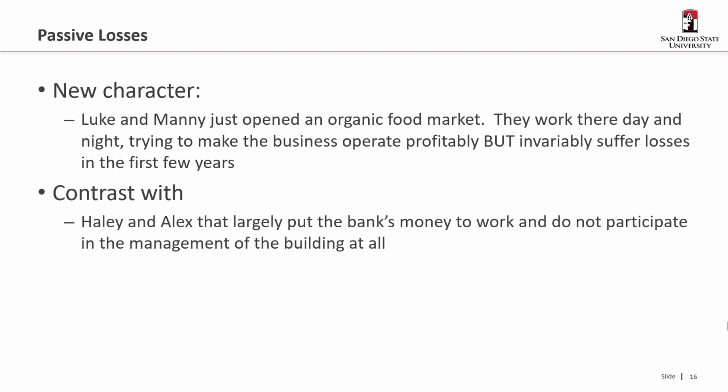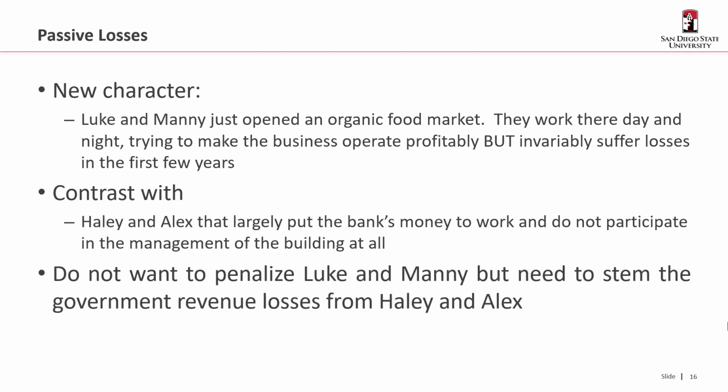Contrast that with, for example, Haley and Alex, that really largely put the bank's money to work, right? So they put $50,000 in each, but then they each borrowed $450,000 from the bank. So when you think about the $1 million asset at play with Haley and Alex, $900,000 of that is really the bank's asset. Whereas Luke and Manny, that's all their investment. They didn't borrow any money at all.